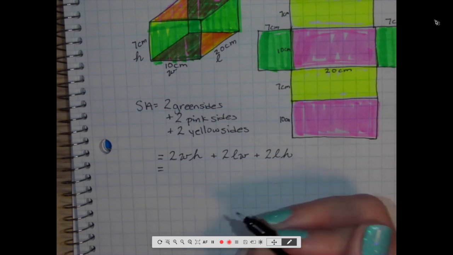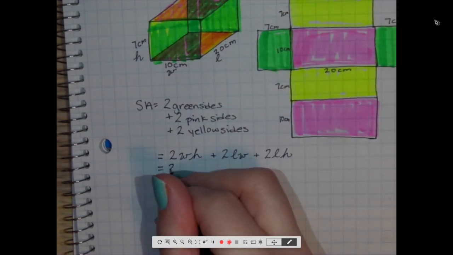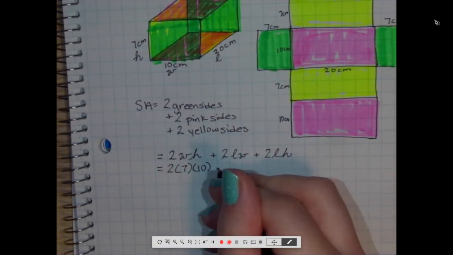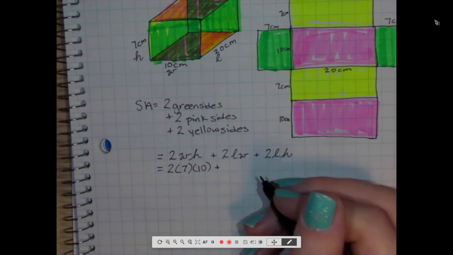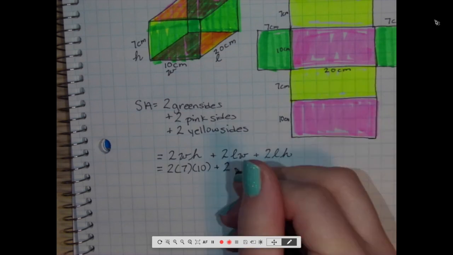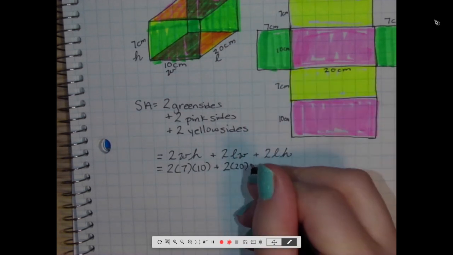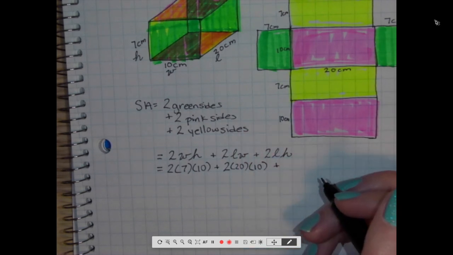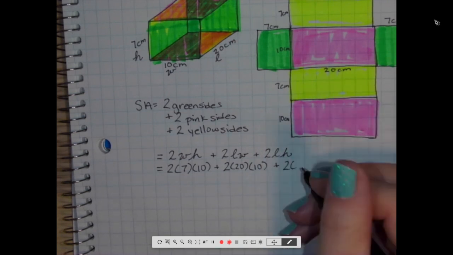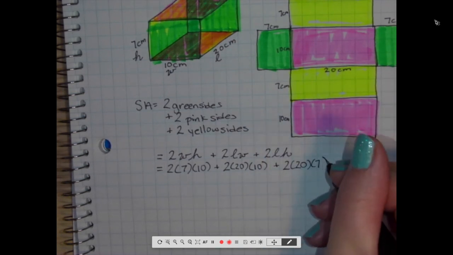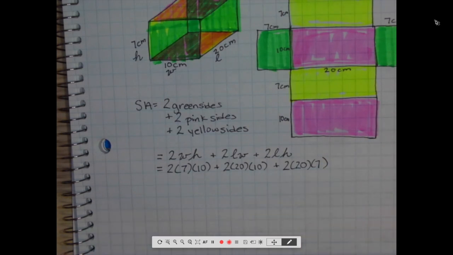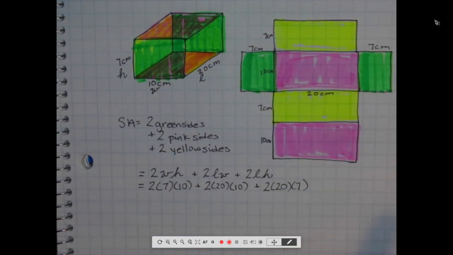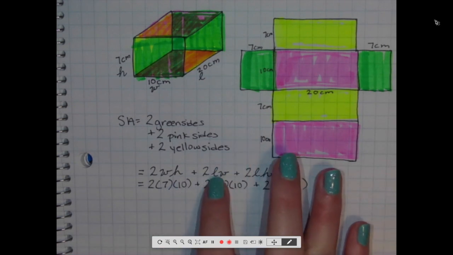I have these two green sides, 2 times 7 times 10. For my two pink sides, I have 2 times the 20 times 10. And then for my yellow sides, I have 2 of the 20 times the 7. Additionally, you can just calculate the area of each of these different sides and then add them all together. This is just kind of the quicker way.